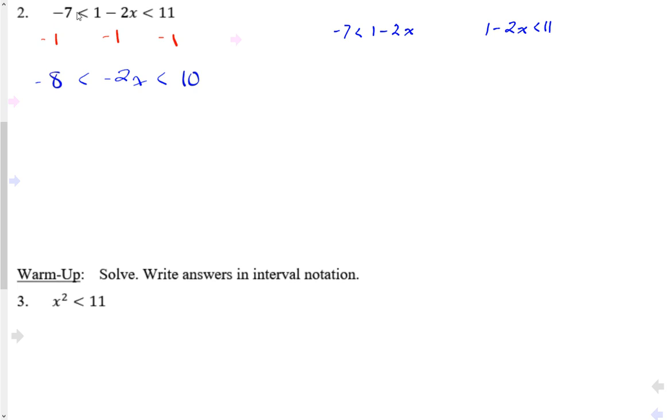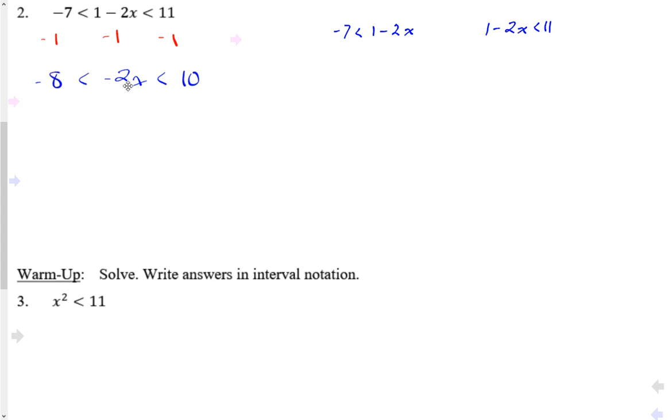So my goal is to isolate the x. So to get rid of this 1 that's being added to the negative 2x here, I need to subtract 1 in this middle section. If I do that in the middle section, I have to subtract 1 from the negative 7, and I need to subtract 1 from the positive 11. So that gives me this compound inequality that I now have in blue.